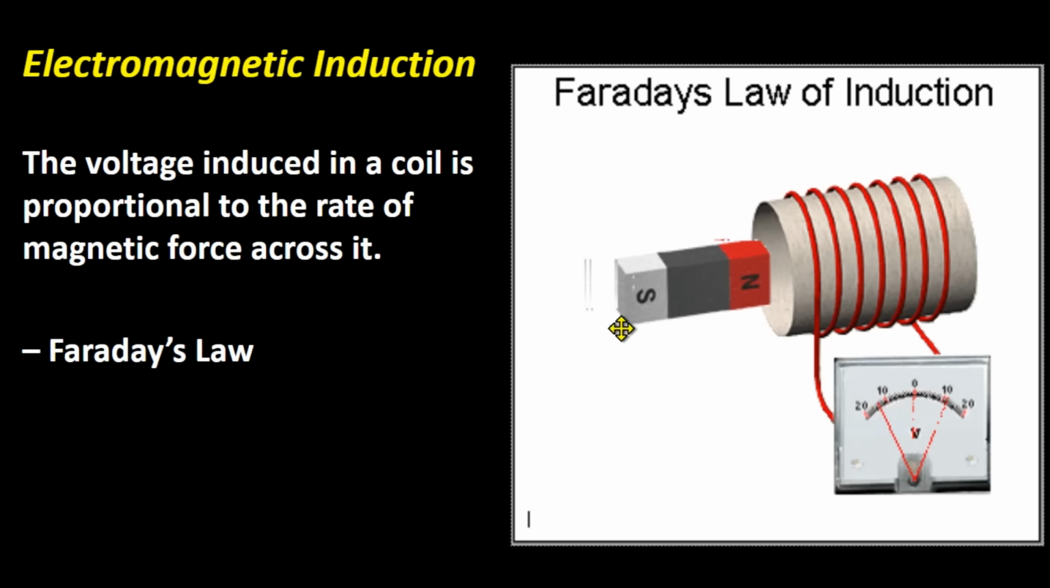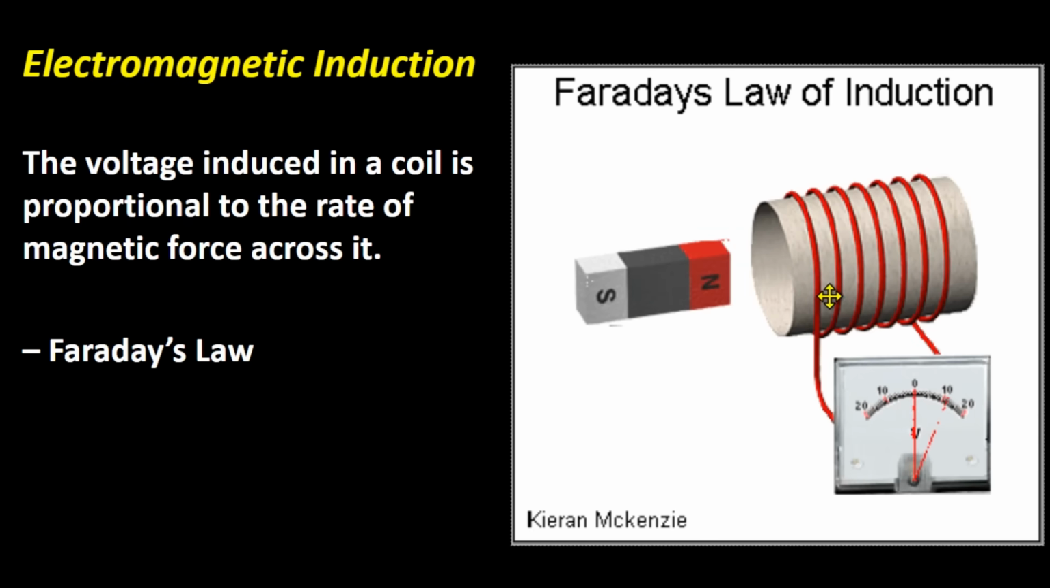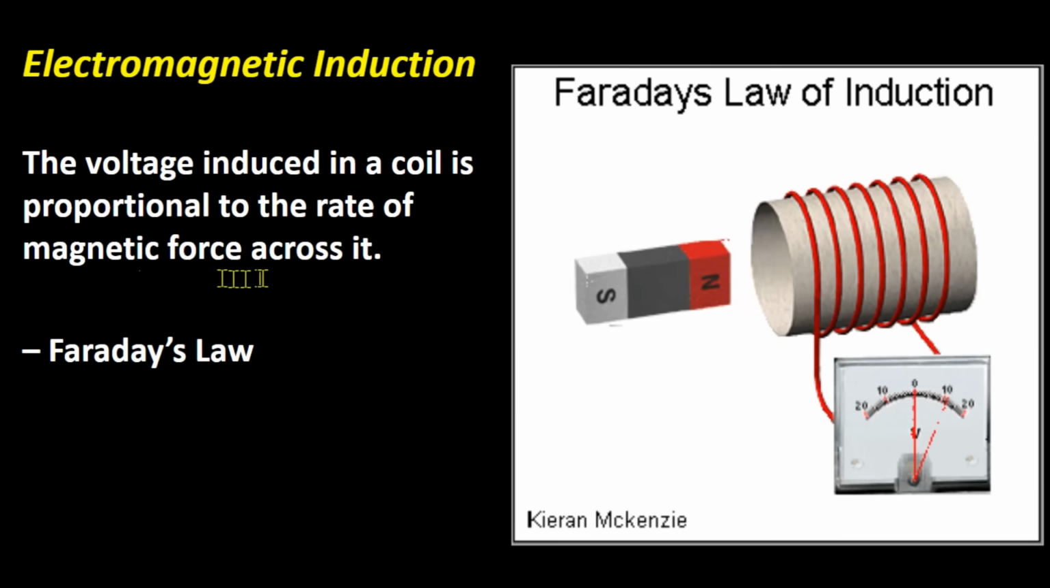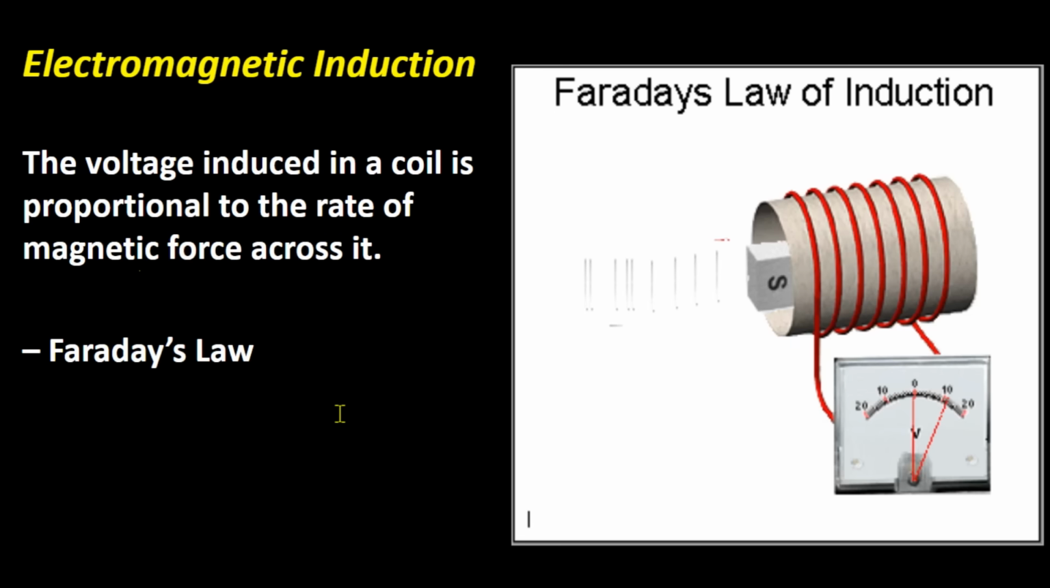Electromagnetic induction, from what you are seeing here, basically if you are thrusting a magnet into a solenoid, you are going to induce a voltage or current in that solenoid or that coil. So the voltage induced in a coil is proportional to the rate of magnetic flux across it, and this is Faraday's law as you see here.